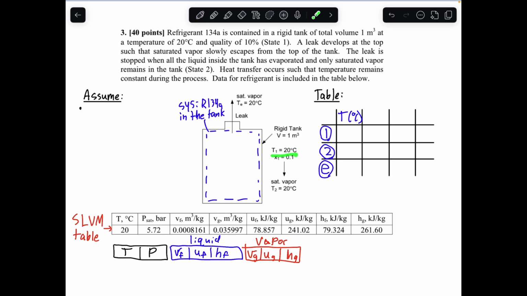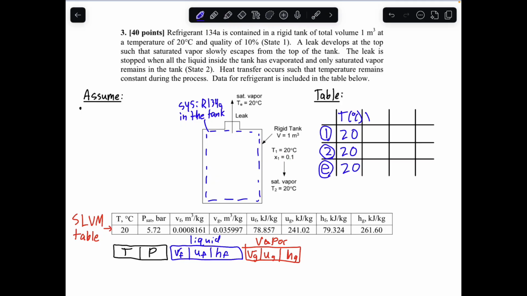It's actually the same at all the states, at state 1, state 2, and at the exit. It's always going to be 20 degrees C, so that's easy for us. 20 degrees C the entire time. And then they also give us some information about quality here.